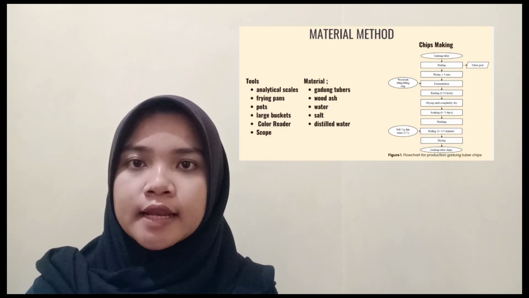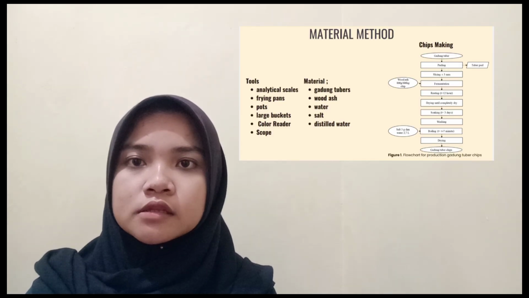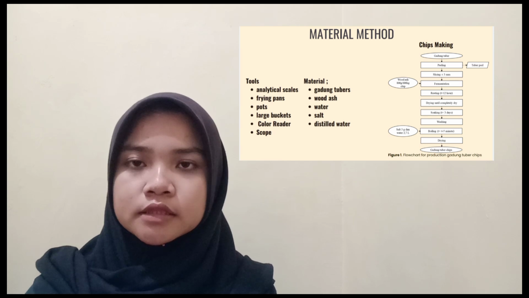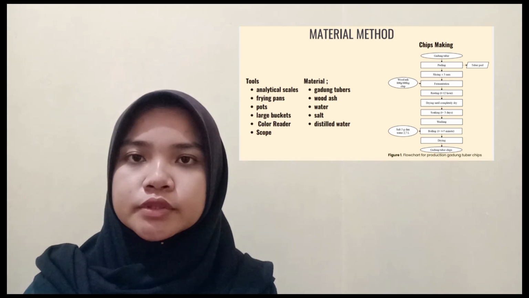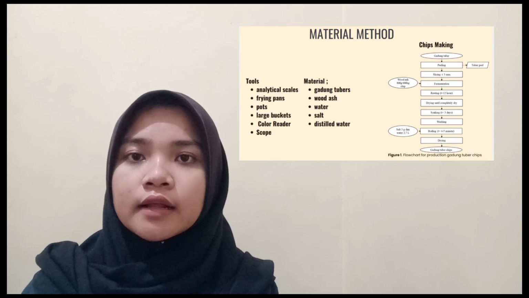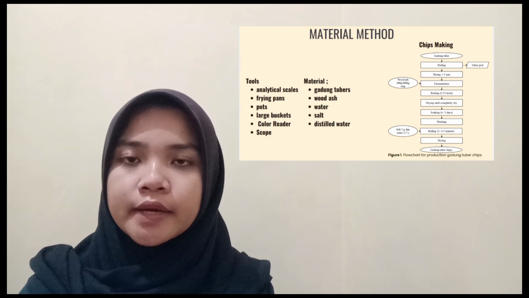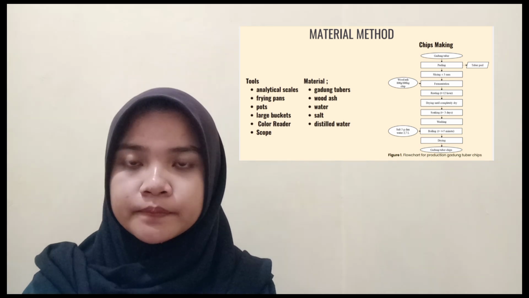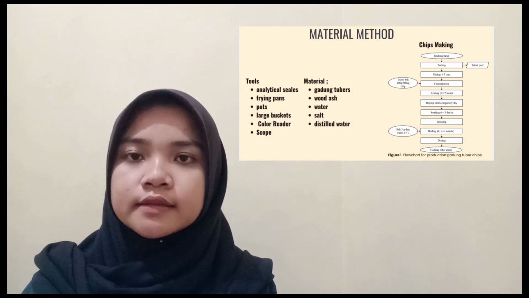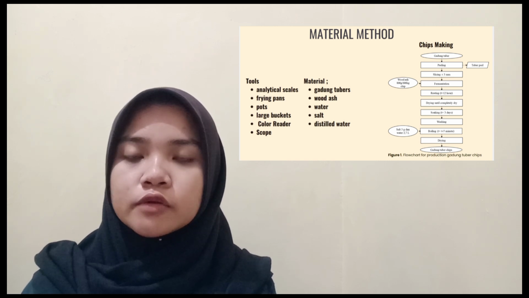Next, let's move on to the testing method. The first is tools and materials. The tools used in the test are an analytical scale, frying pan, pot, large bag, color reader, and scope. The materials used in the test are gadung tubers, wood ash, water, salt, and distilled water.